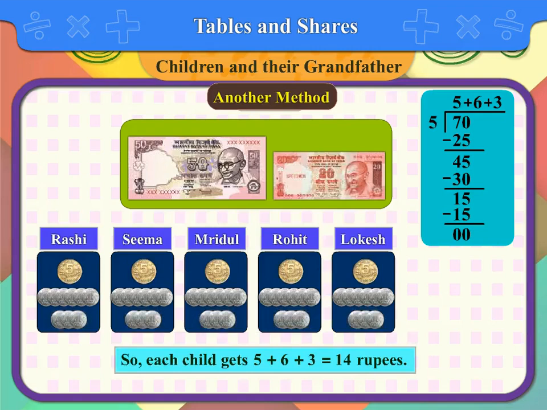To check the answer, let's multiply our answer by 5. 14 into 5 is equal to 70. The answer is 70, which means our answer is correct.